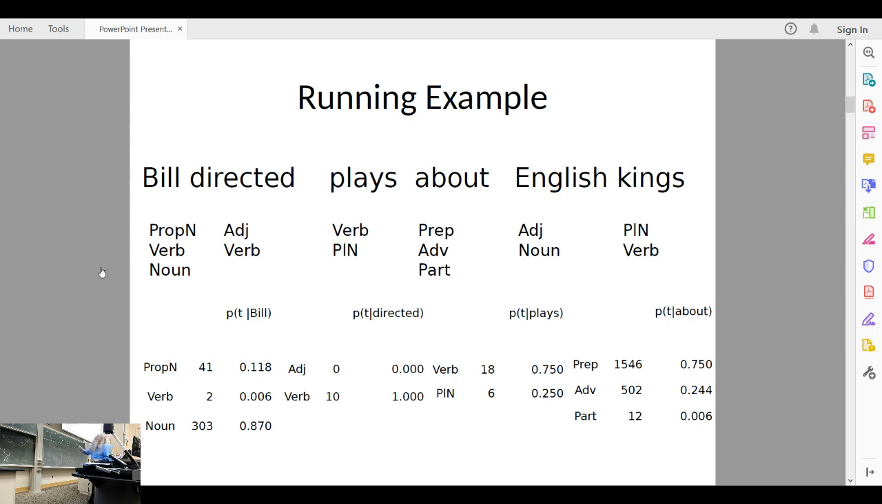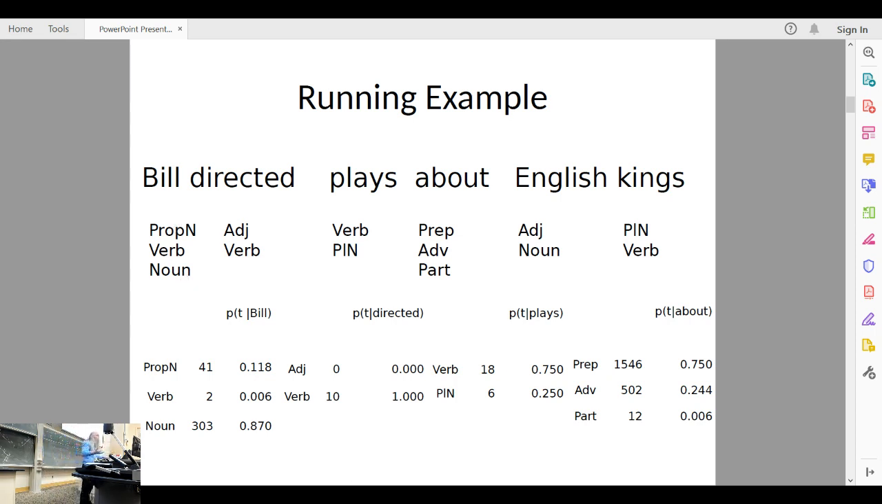While if we look at plays, it appears as a verb much more often than a proper noun, and about appears much more often as a preposition than an adverb or as a partitive. We don't have the rest. So each of those are going to have a probability based on the examples we have in some database.